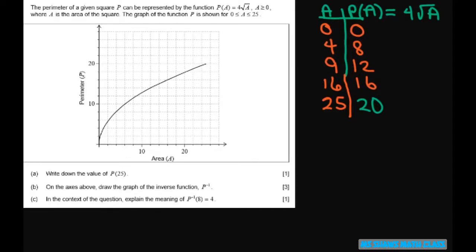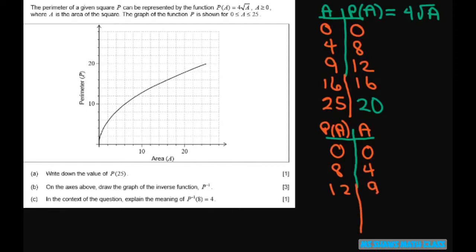Now, to do the inverse, what you do is just switch the x's and the y's. So we can move the P of A, just like we did earlier, P of A here and A here, and just switch the numbers around. So you get 0, 0, 8, 4, 12, 9, 16, 16, and 20, 25. And just plot these points and then draw the graph.